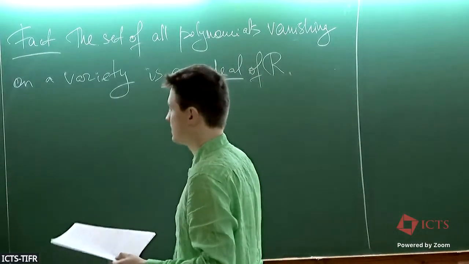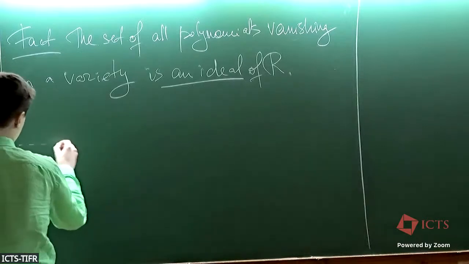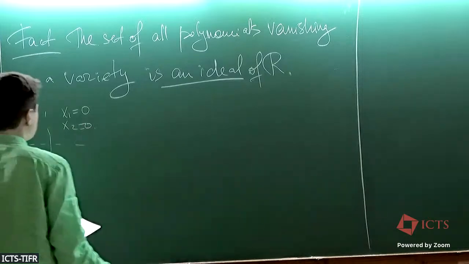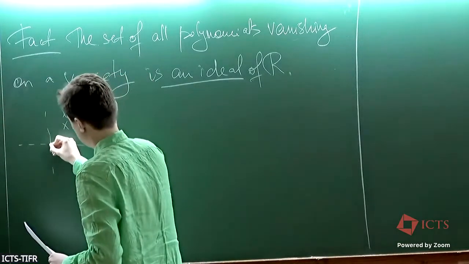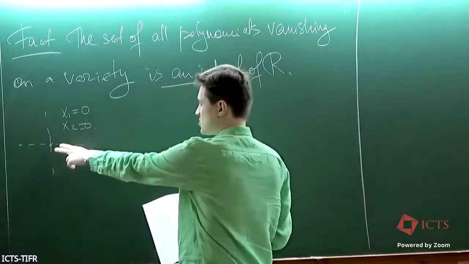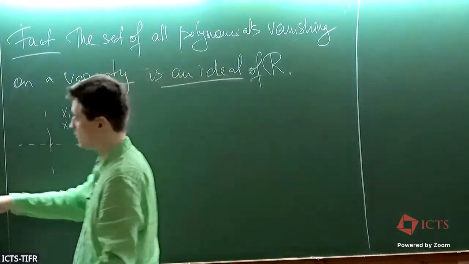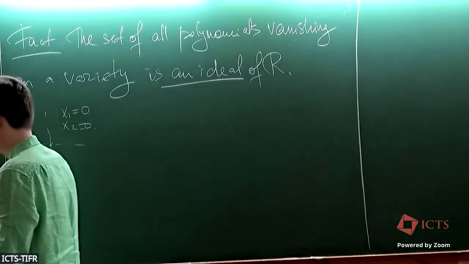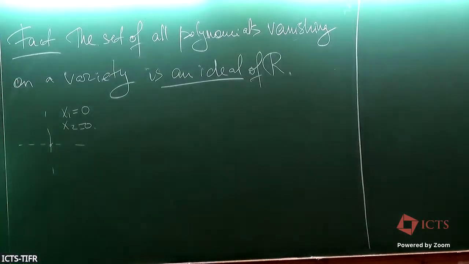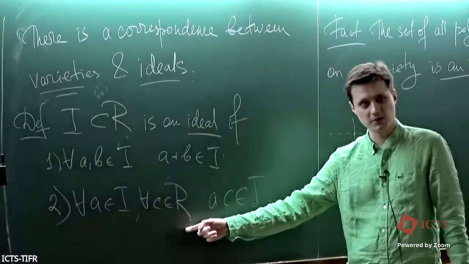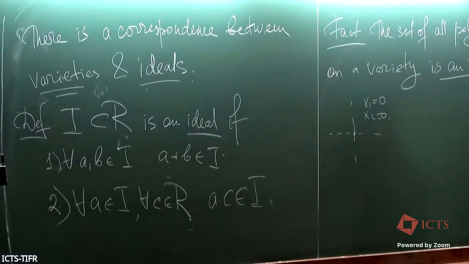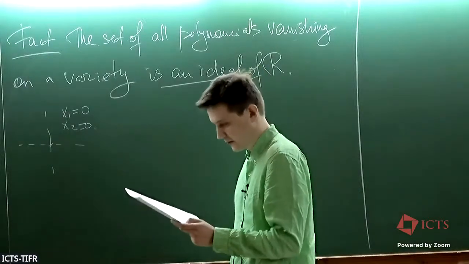So first of all, it is clear that we have, for instance, this point example where we have x1 equals 0 and x2 equals 0. If there are two polynomials that vanish at the origin, their sum also vanishes at the origin. So this property is automatically satisfied. If two polynomials are 0 at a point, then their sum is 0 at a point. And this property is actually also satisfied. If one polynomial is 0 at a point, then whatever you multiply it with, it will still be 0 at a point. So ideals turn out to be a natural algebraic structure to study varieties. And this correspondence is kind of the starting point of algebraic geometry.